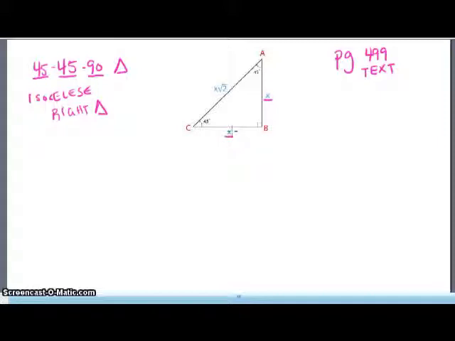Basically, if you're given one side of a 45, 45, 90 triangle, you can find the other side using this relationship. I'm sorry, if you were given the hypotenuse, you'd have to divide by the square root of 2 to get a leg. If you were given a leg, you would just need to multiply by the square root of 2 to get the hypotenuse. Alright, so that's a 45, 45, 90 triangle.